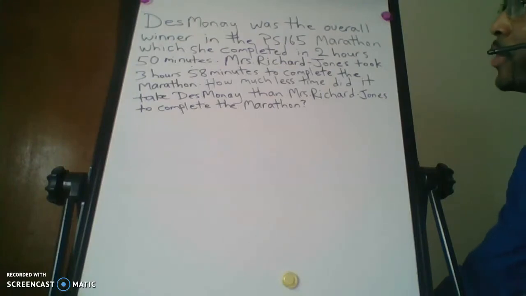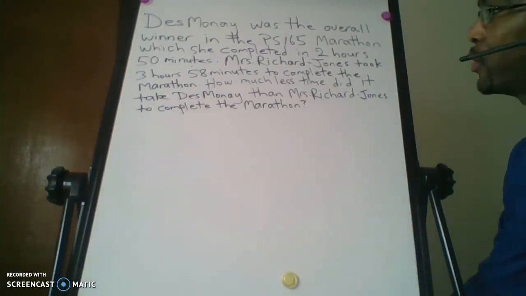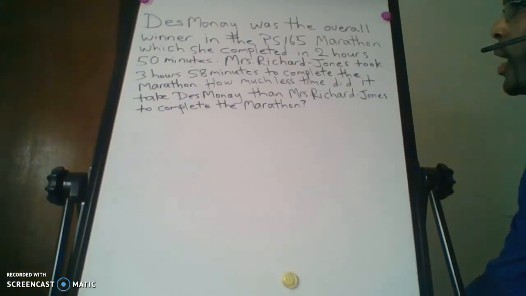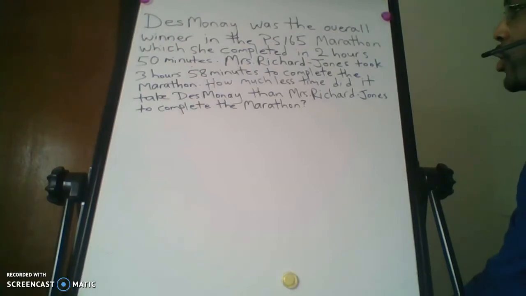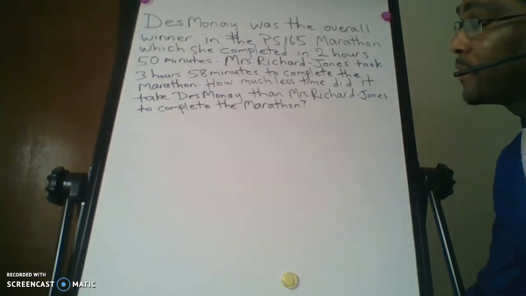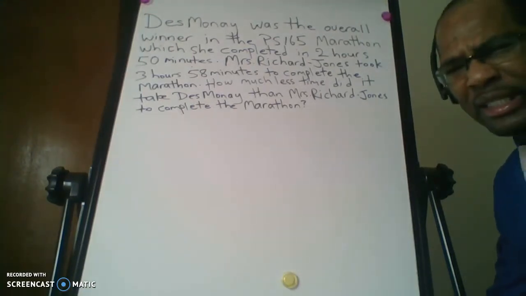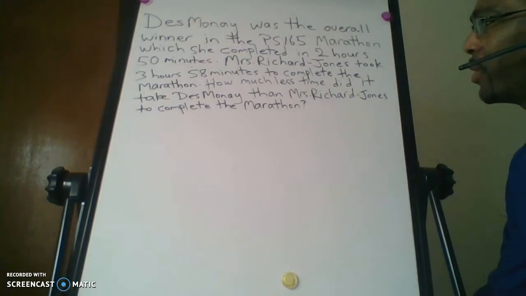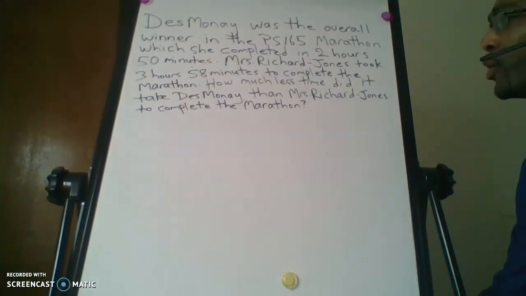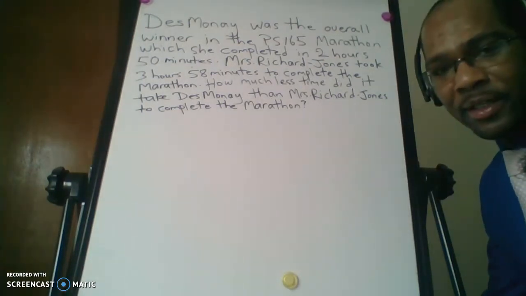Desmond was the overall winner in the PS165 marathon, which she completed in 2 hours 50 minutes. Miss Richard Jones took 3 hours 58 minutes to complete the marathon. How much less time did it take Desmond than Miss Richard Jones to complete the marathon?